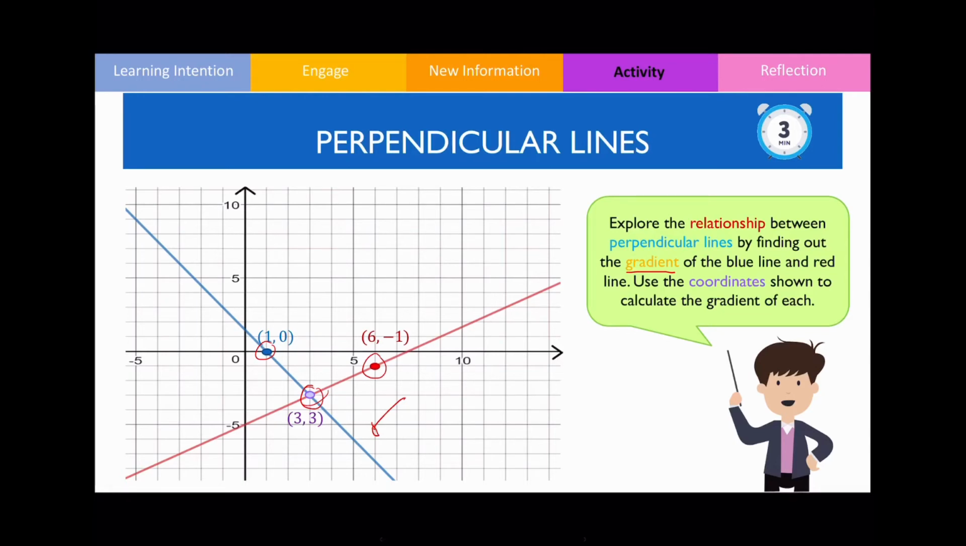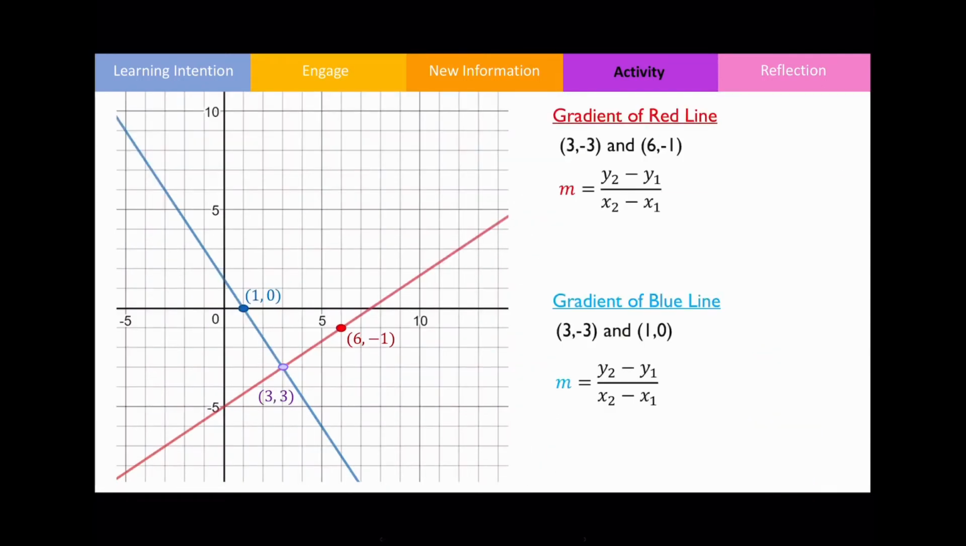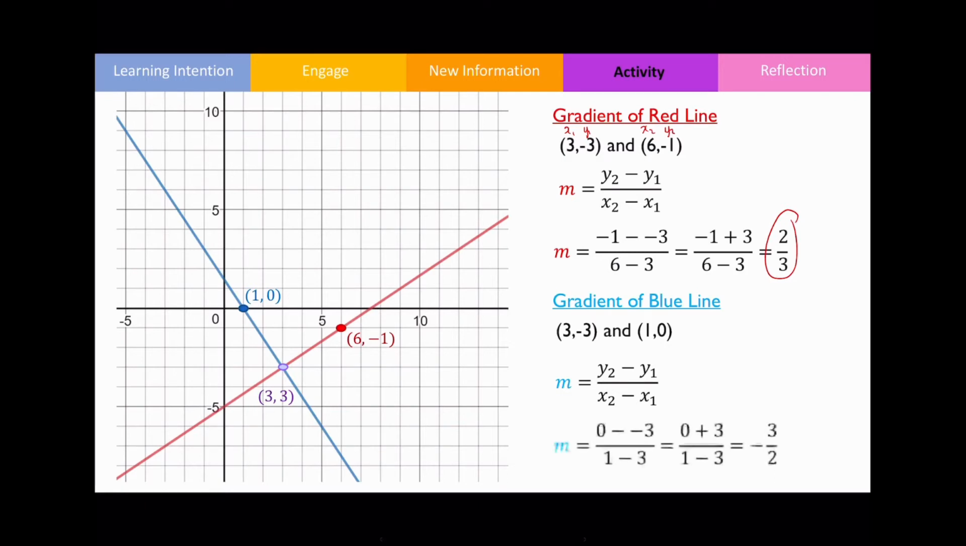Now, if you've calculated this correctly, this is going to be some light revision. I'm going to represent this as x1, y1, x2, y2. If I substitute this into my formula, I get a gradient equal to 2/3. And if I did the exact same thing to calculate the gradient for the blue line, you would have noticed that the gradient is equal to -3/2.